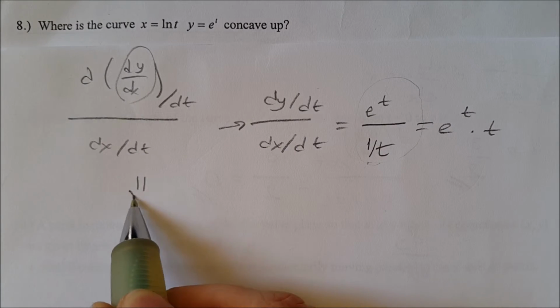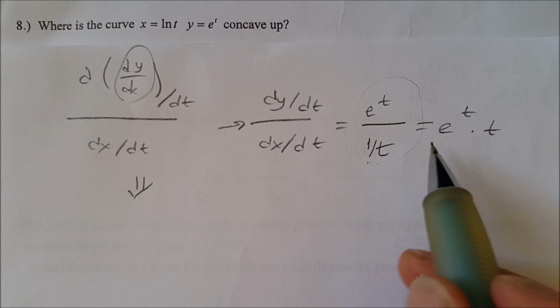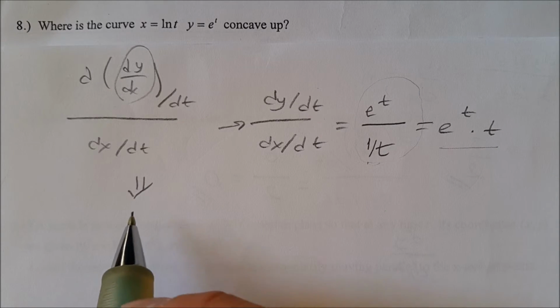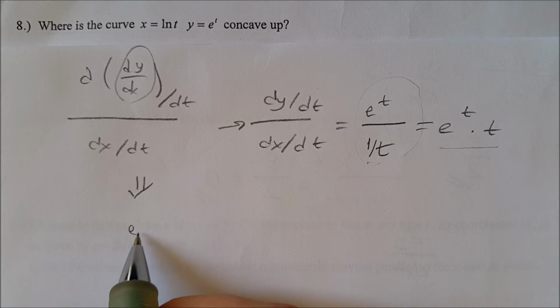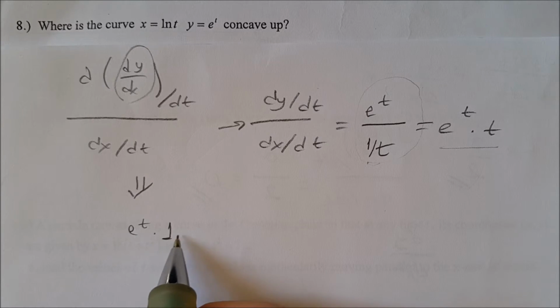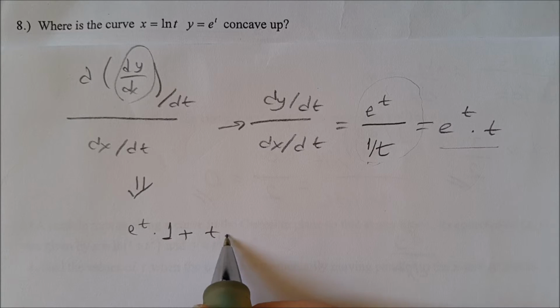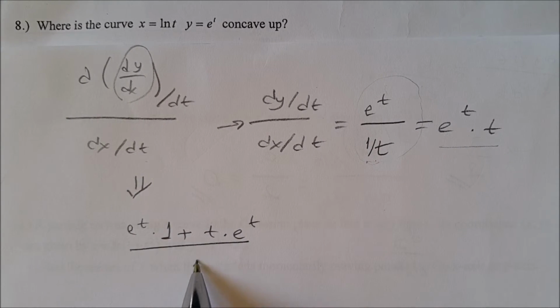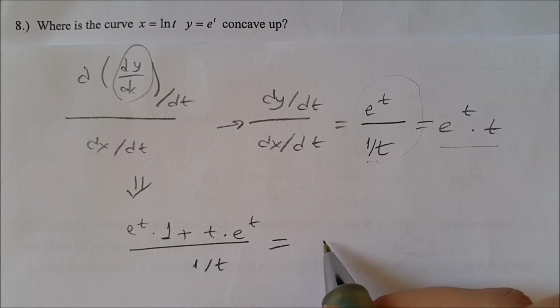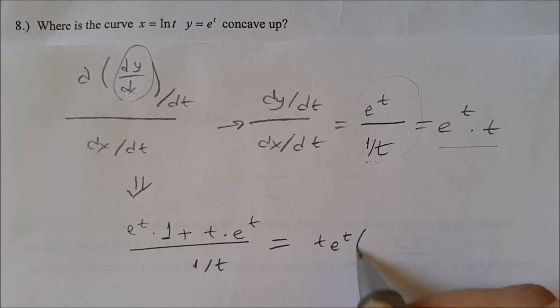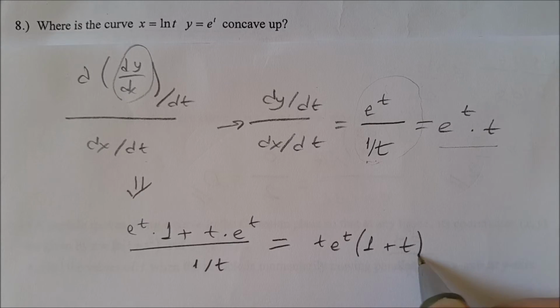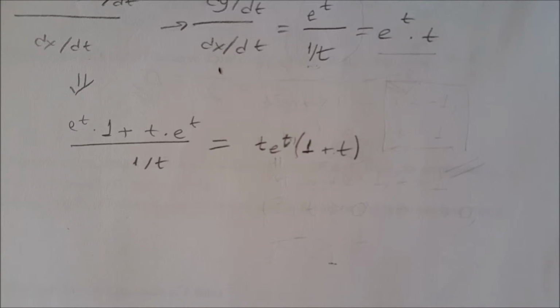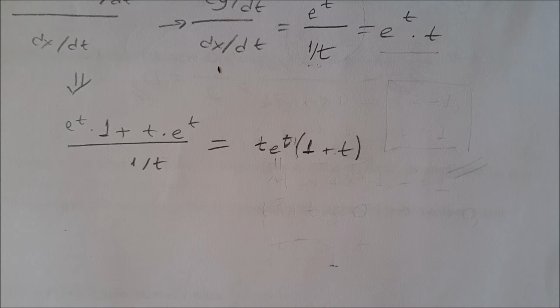So now if we want to find the value of this equation, we should take the derivative of this and put it into the numerator, which is e to the power t times 1 plus t, over dx over dt, which is equal to 1 over t. So then, if we evaluate this, we would get t times e to the power t, in parentheses 1 plus t. Now, we need to find in what interval this equation will be positive.